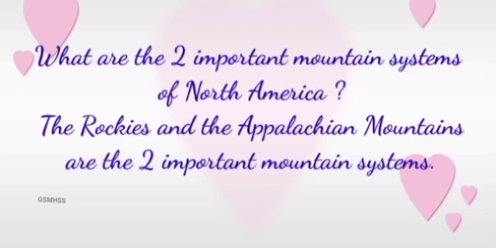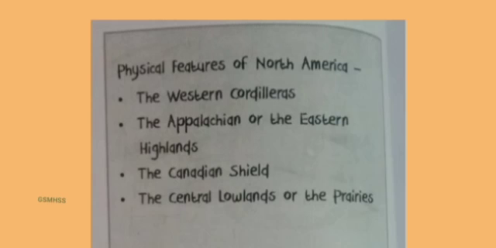Students, I am asking one question, so listen. What are the 2 important mountain systems of North America? The answer is the Rockies and the Appalachian Mountains are the 2 important mountain systems. Students, next you learn what are the physical divisions of North America. Physical features of North America are the Western Cordilleras, the Appalachian or the Eastern Highlands, the Canadian Shield, the Central Lowlands or the Prairies.